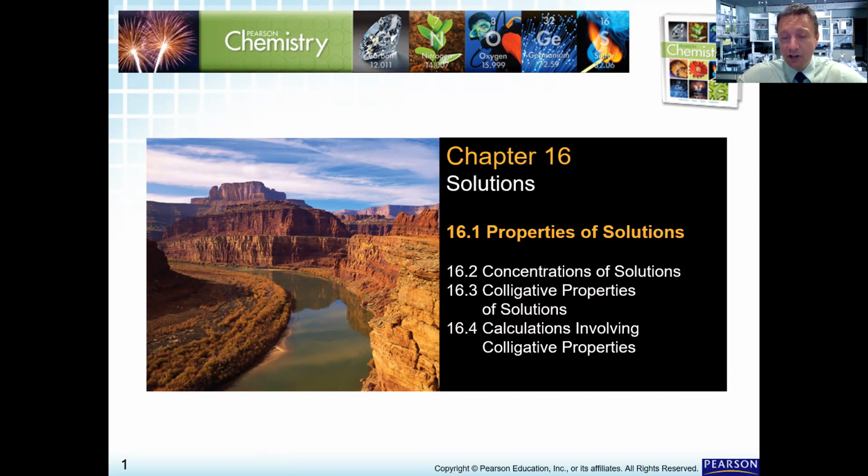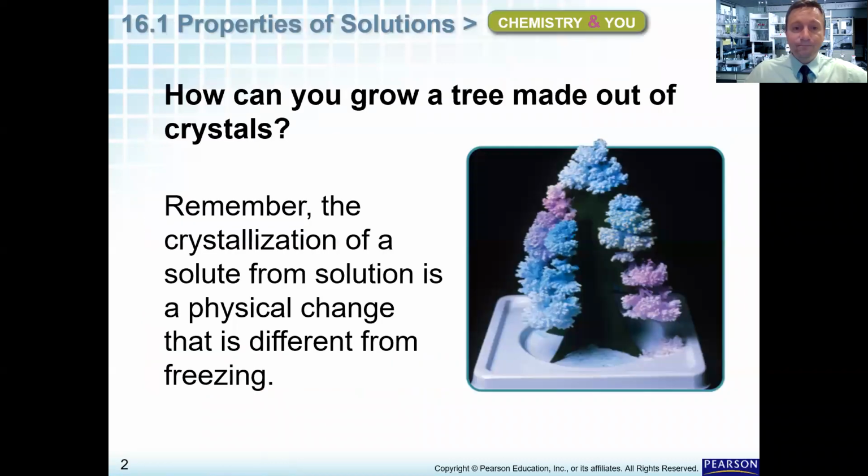As you can see here is this introductory slide. It's 16.1 through 4, but we will not have time for that. We will just do 16.1 and 16.2. So let's get started. Here it says, how can you grow a tree made out of crystal?